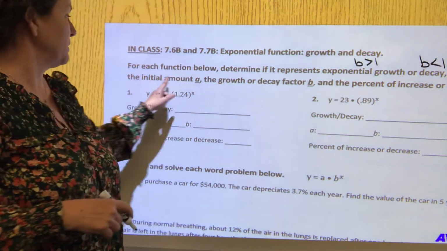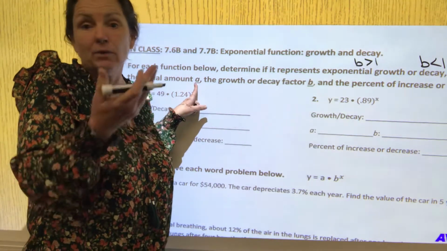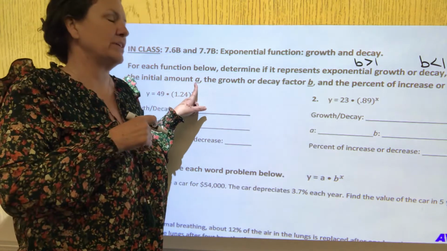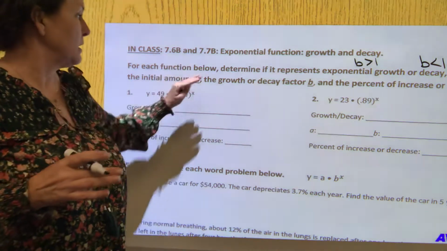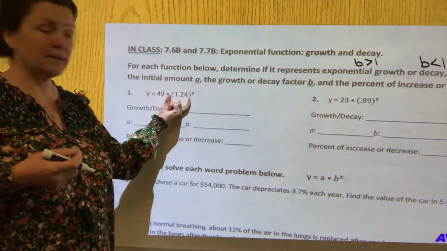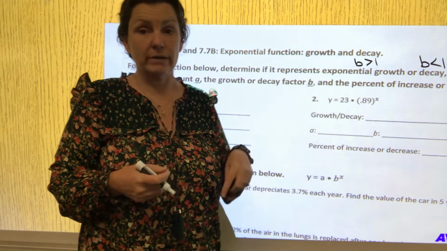Next, we have to determine the initial amount. What do we start with? 12 bunny rabbits? 114 beetles? $12,000 in our bank account? Whatever it may be. Then the growth or decay factor, that's the b portion, usually the piece that's in our parentheses. And then the percent of increase or decrease.